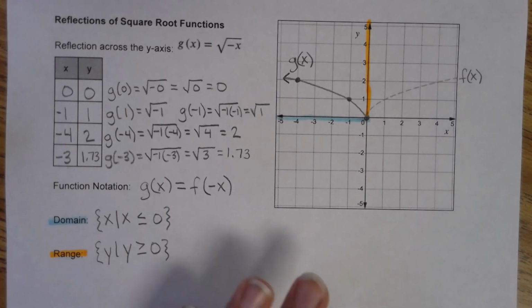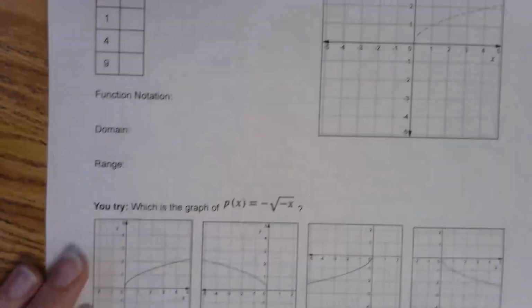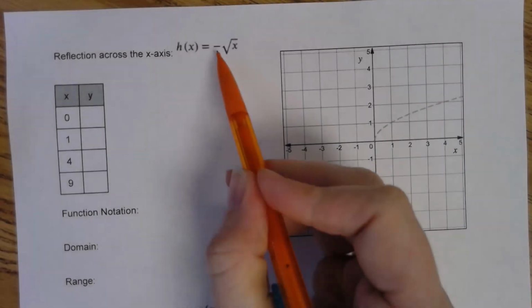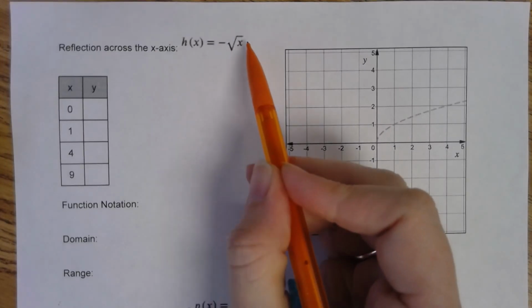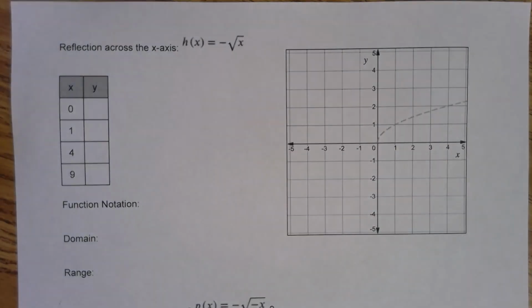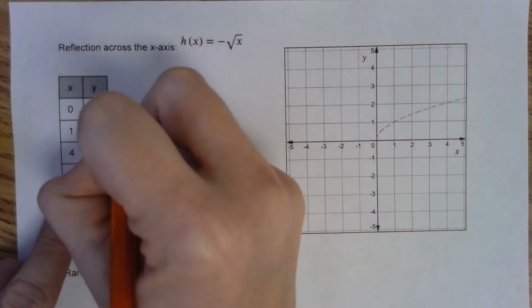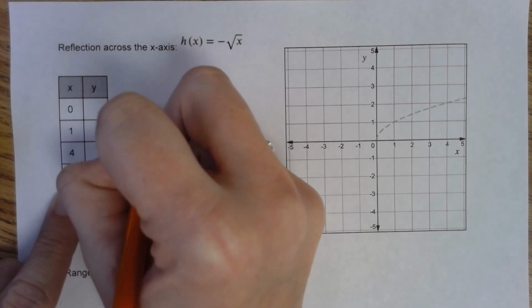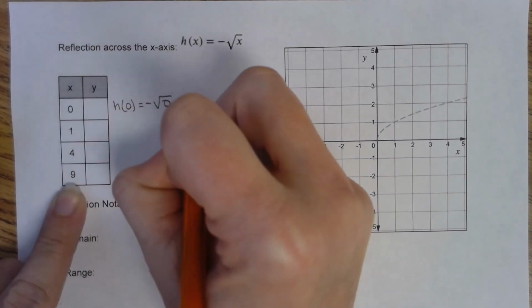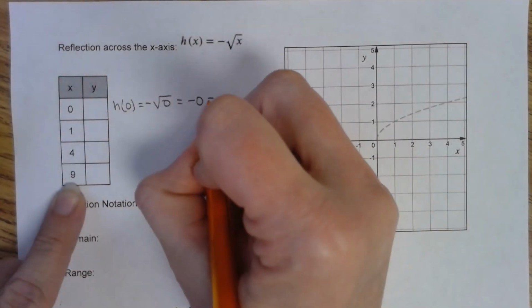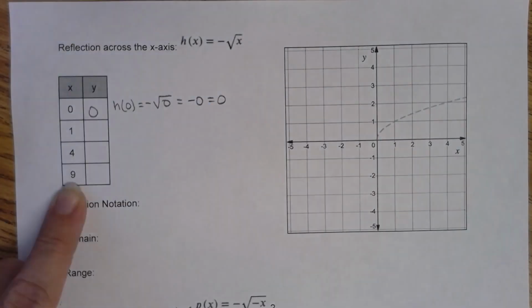Now let's look at a reflection across the x-axis. So notice our function. We now have h of x with the negative on the outside of our radical, where we're taking the square root of x. So here we have our x values that we're going to substitute in. So h of 0, negative square root of 0. Well, that's just negative 0 once you take the square root. Well, 0 is neither negative or positive, so it's just 0.